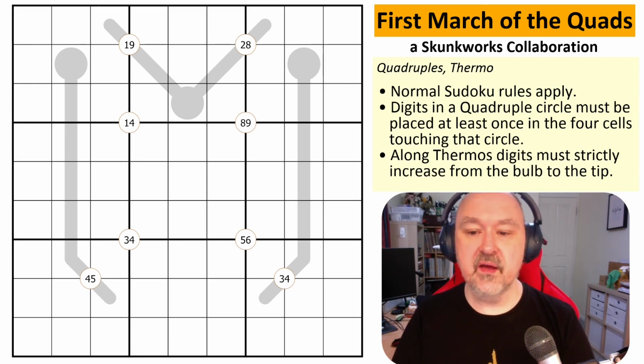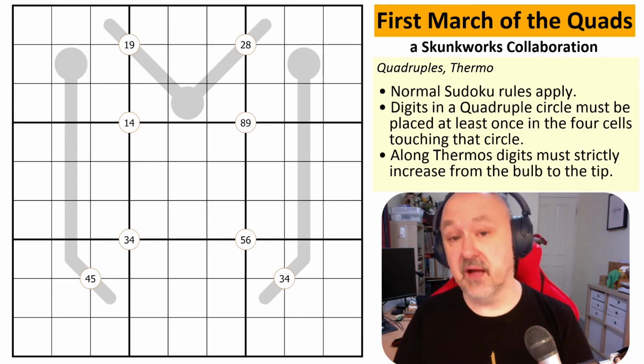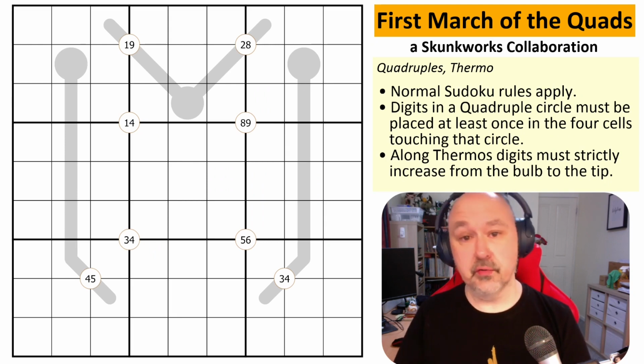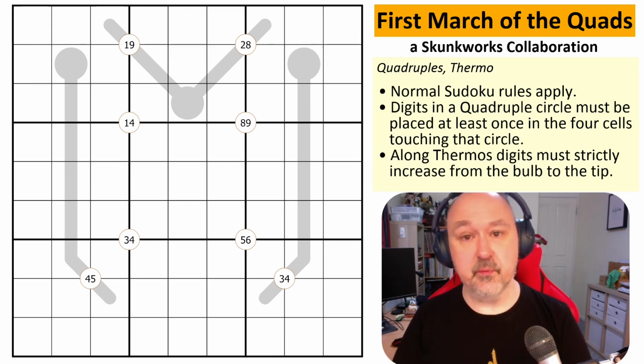The way that I asked setters to create puzzles for this was to play with the idea of quadruples clues with a single other constraint. So not go overboard, just how do quadruples clues interact either on their own with classic Sudoku or with classic Sudoku and then one other constraint on top of it. And with that, we've found some amazing stuff.